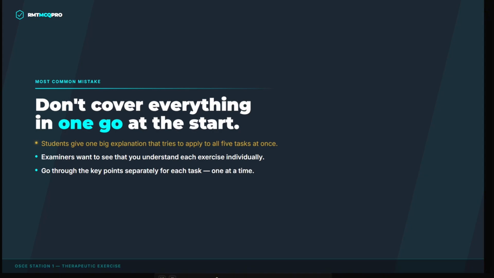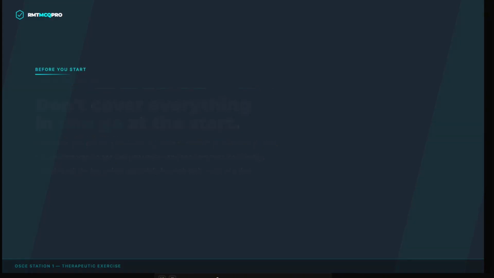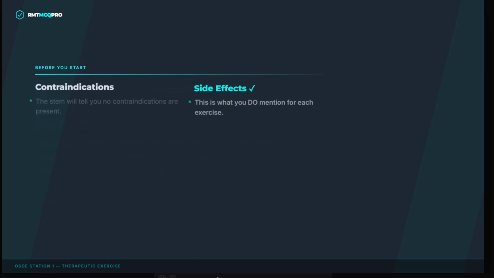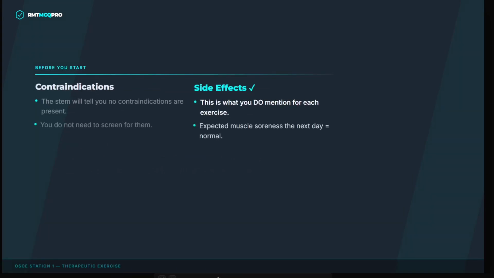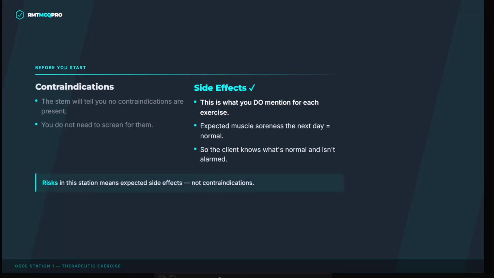One more thing before we start. It's important to know the difference between contraindications and side effects. The STEM will likely tell you that there are no contraindications present, so you don't need to screen for those. What you do want to mention for each exercise are the expected side effects, things like muscle soreness the next day, so that your client knows what's normal and isn't alarmed. That's what we mean when we talk about risks in this station.